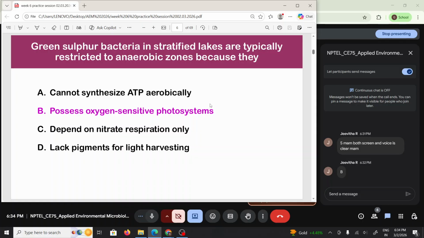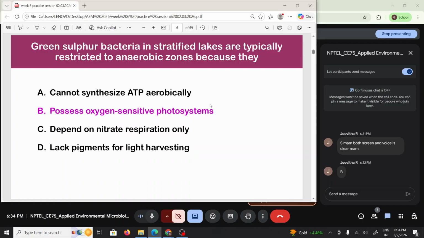Green sulfur bacteria are usually restricted to anaerobic zones because they possess oxygen-sensitive photosystems. So we all know that green sulfur bacteria are obligate anaerobes, which means they have to compulsorily be in anaerobic condition. If they are even exposed to a little amount of oxygen, they cannot survive in that environment. And also, their photosystems are very much oxygen sensitive.